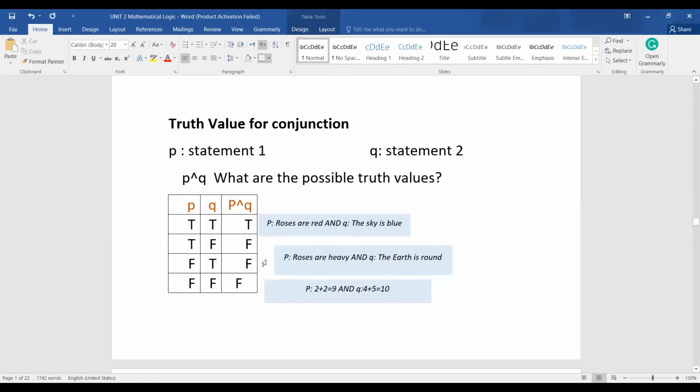Similarly, here we have P: 2 plus 2 equal to 9 and Q: 4 plus 5 equal to 10. Both the statements are wrong, so the entire statement is wrong. This is the case of the and statement. Understood? Just like that, if you read the PDFs, you will be able to remember the signs. For example, the biconditional, that is if and only if.